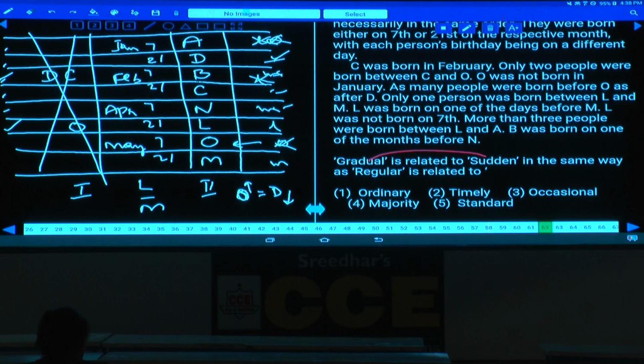And similarly regular and what is opposite to this one? Happening regularly, you are attending to the classes regularly. Opposite to this one, you are attending to the classes occasionally, isn't it? That is choice 3. And these two are opposite to each other.